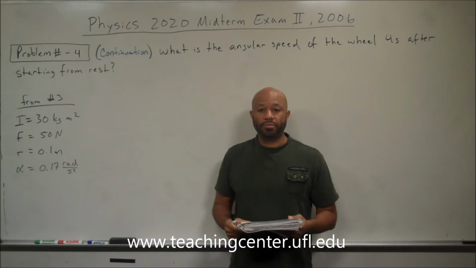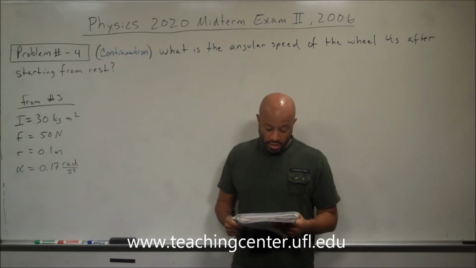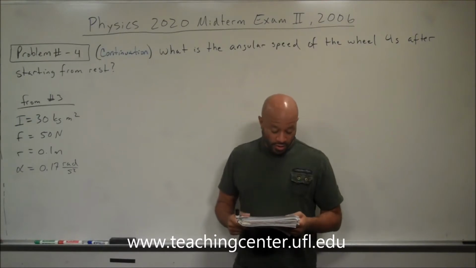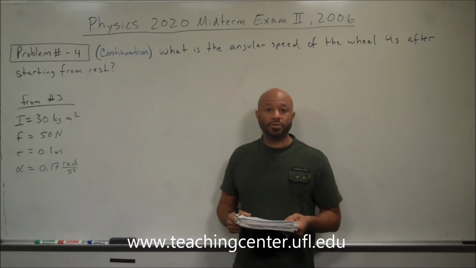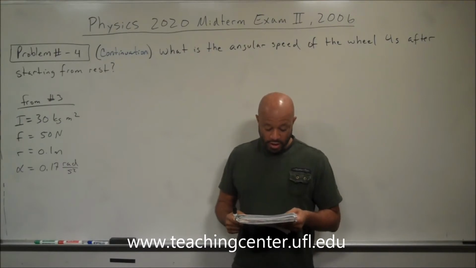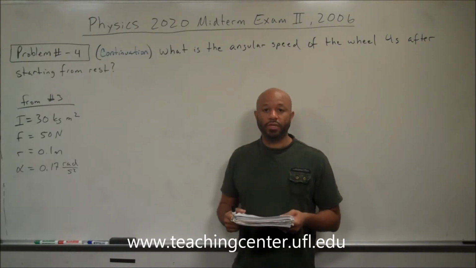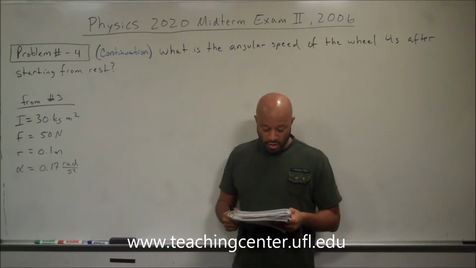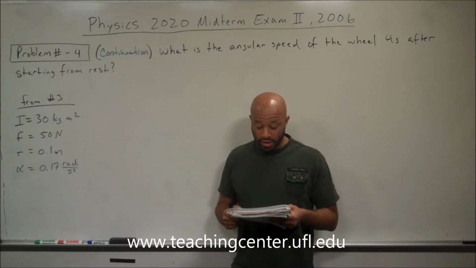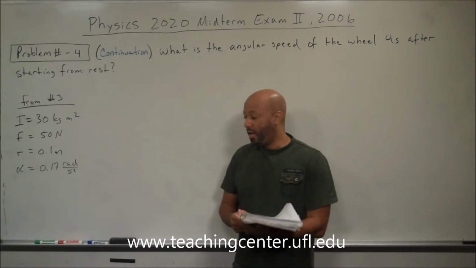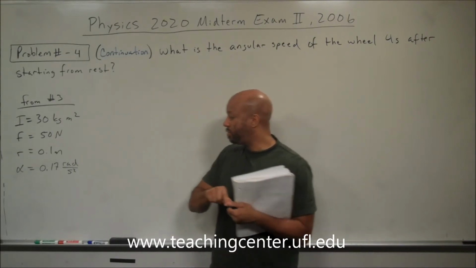Alright, so now I'm going to work through problem number 4, and for Physics 2020 Midterm Exam 2, year 2006. If you look at this problem, it says it's a continuation of problem 3. So if you haven't done problem 3, it's probably a good idea to work through that problem before you get to problem number 4. Basically, problem number 4 is asking us, what is the angular speed of the wheel 4 seconds after starting from rest? And remember, you had to refer to a wheel.